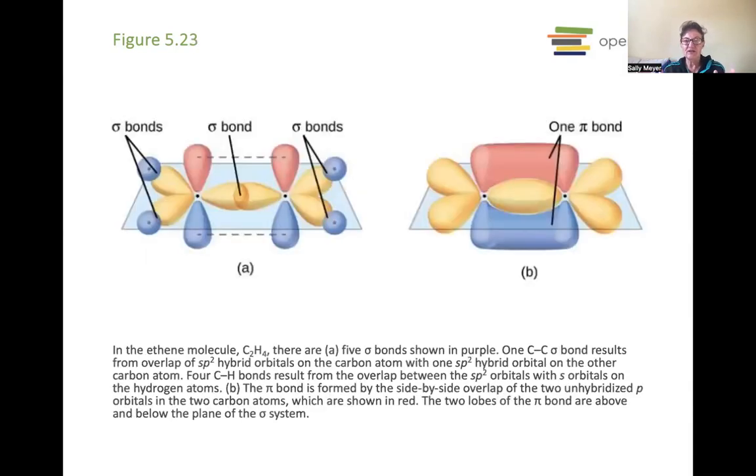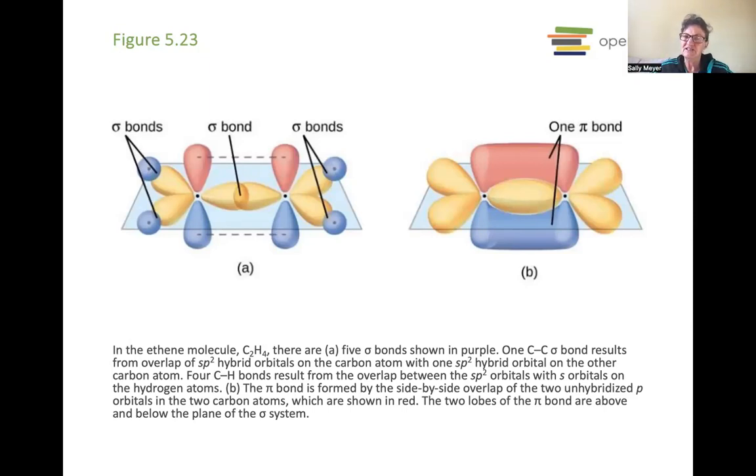And so now when you think about it, on the left-hand side, it's showing you that each of the carbons has sp2 hybrid orbitals. 2 of those orbitals will overlap with the s orbitals on the hydrogen to form sigma bonds to the hydrogen. 1 on each of the carbons will overlap with 1 on the other carbon to form a sigma bond between the 2 carbons.